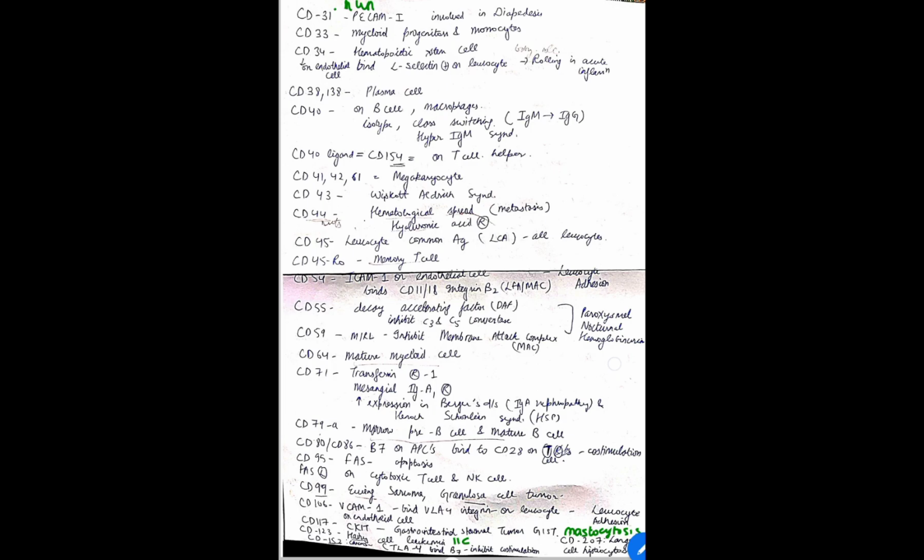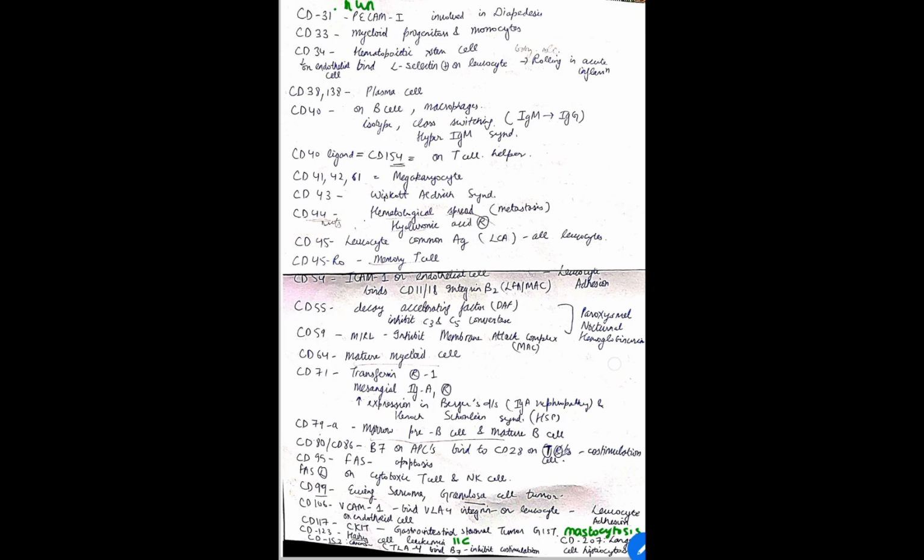Then is CD79A. CD79 is mature marrow. CD79A is linked with the bone marrow cells, bone marrow pre-B cell and mature B cell. Then CD80 and 86 we have already studied, that is B7 on the APCs binds to CD28 on the T cells and results in co-stimulation. CD95 is Fas ligand in the apoptosis on the cytotoxic T cell and NK cell.